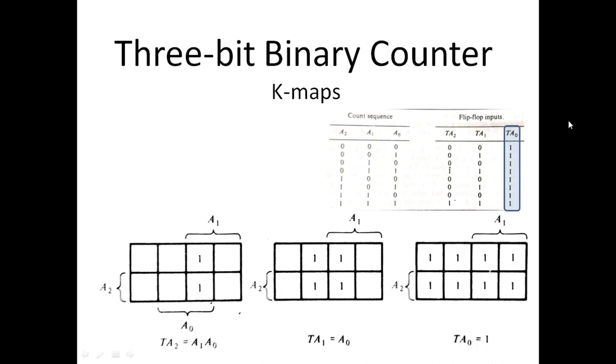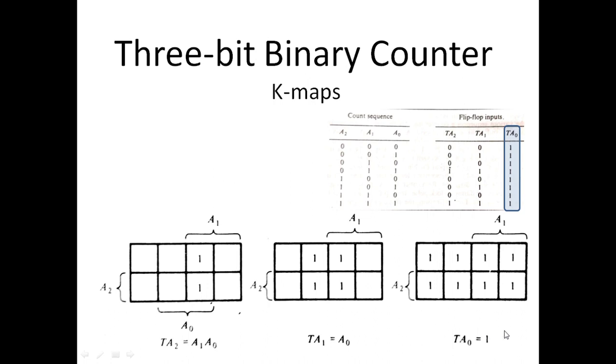Next, we have the K-map for TA0. All the outputs are 1, so all the squares are 1. For a 3-variable K-map, when all the squares make a single group, then the equation is written as 1. So the equation for TA0 is just 1. So it's logic 1. We will connect this to logic 1.